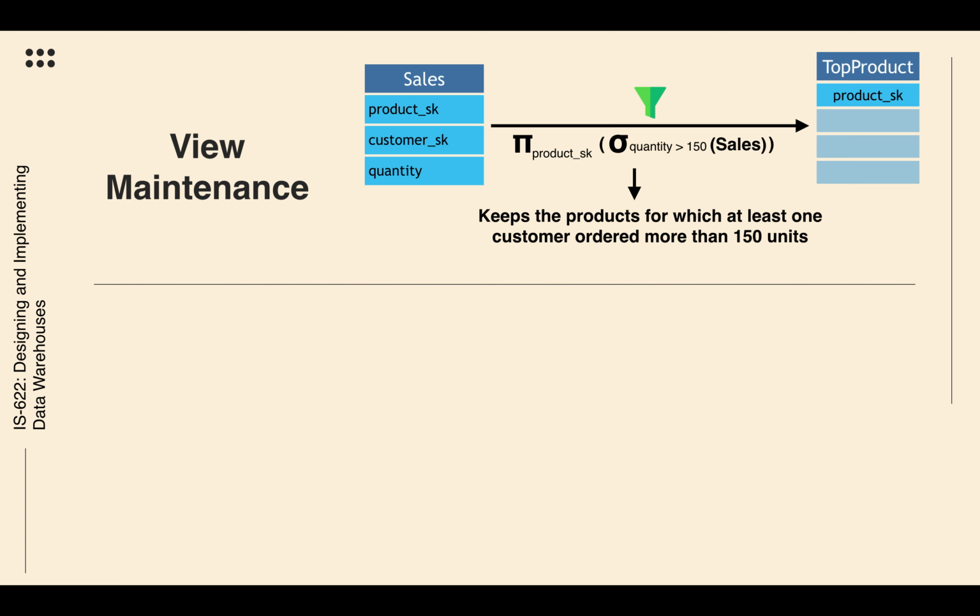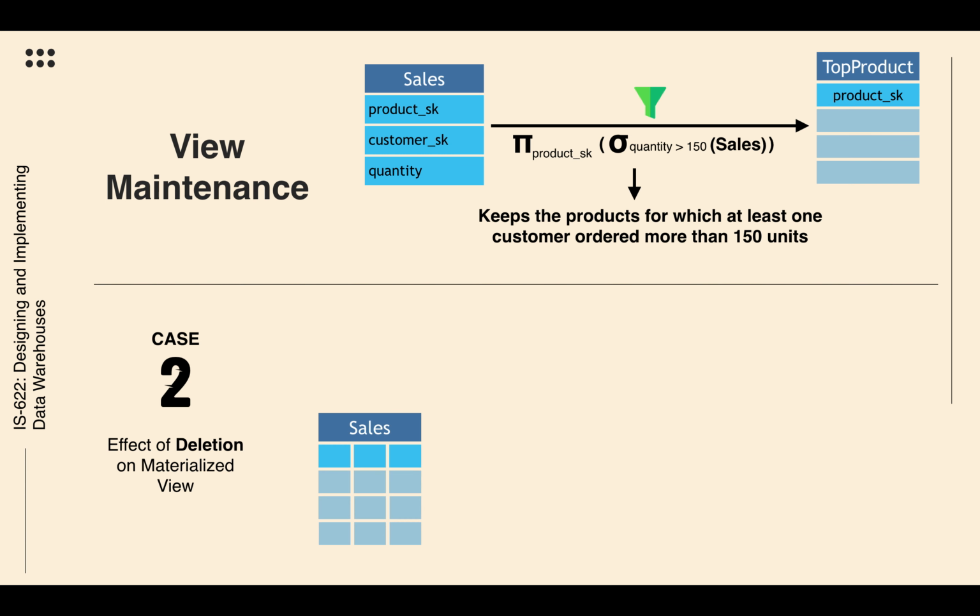The other maintenance that I told you about is deletion. Case 2 is: what is the effect on the materialized view when I delete a record? So whenever I'm deleting a record, let's say for example I have a sales table, and this time I'm going to remove a customer 3, who already purchased C3, and he purchased 160 items. Okay, so what do I have to do? Do I have to change something?